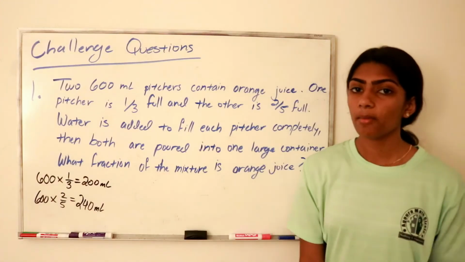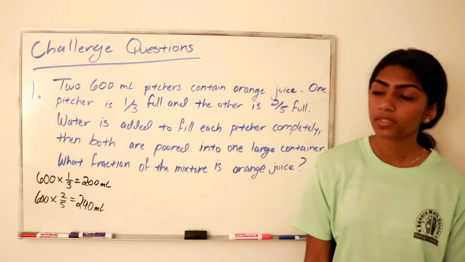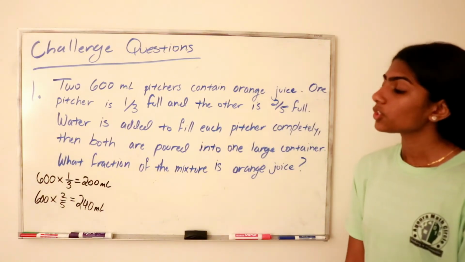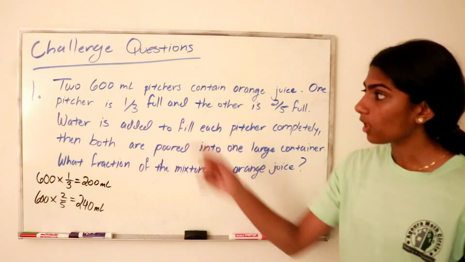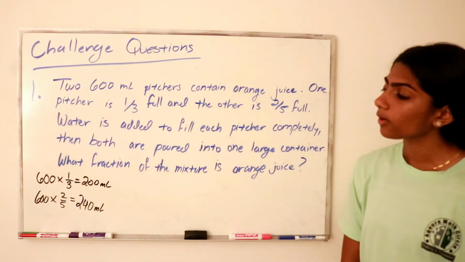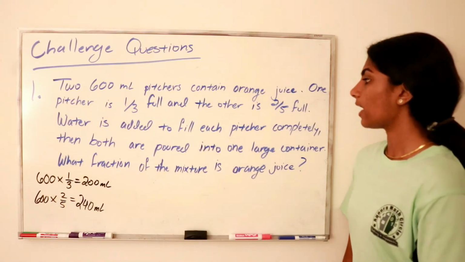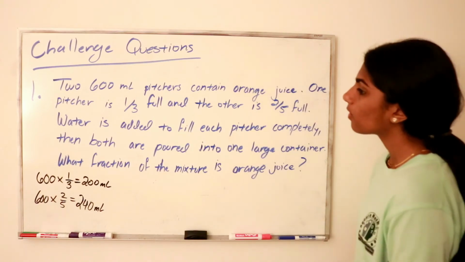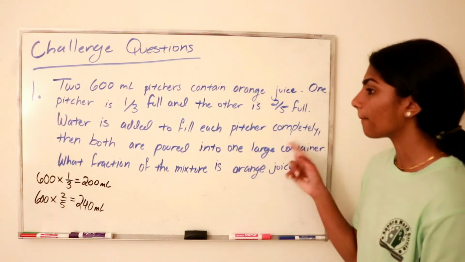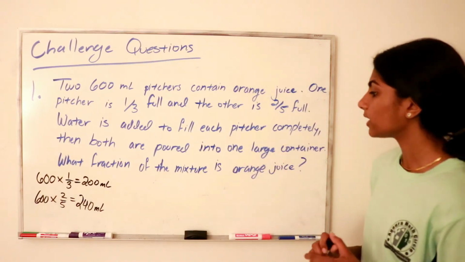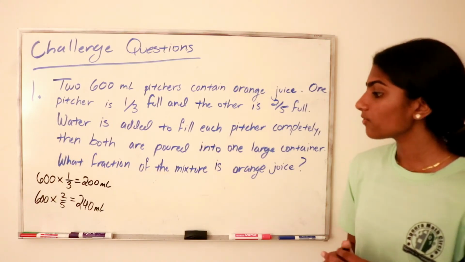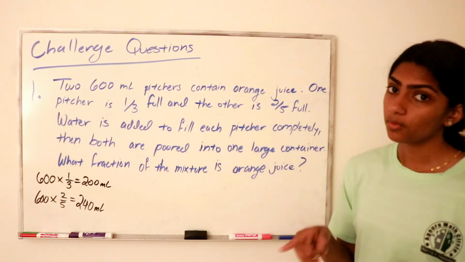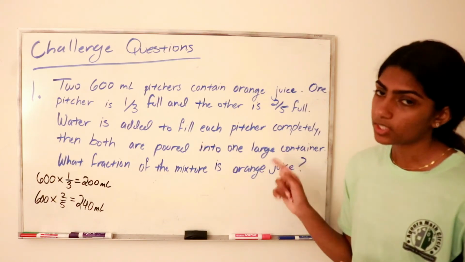Alright, so now that we know about fractions, we can do some challenge problems. To begin, 2 600 milliliter or ml pitchers contain orange juice. One pitcher is 1/3 full, and the other is 2/5 full. Water is added to fill each pitcher completely. Then both are poured into one large container. What fraction of the mixture of orange juice and water is orange juice in the large container?